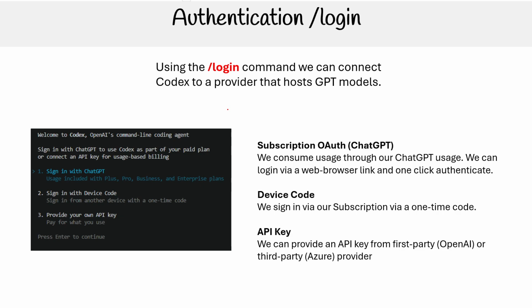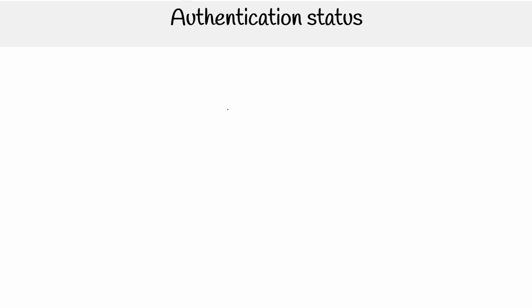We have three options. Looks just like Claude. Okay. There is with the subscription, which is the easiest way. We have device code, which is with a one-time code. I don't think we're going to show that, but it's nice that you can do that. And then we have an API key, so that can come from a first-party provider or a third party. The only third party is Azure, as OpenAI has a good relationship, partnership with Microsoft. And so that's how we'll log in.